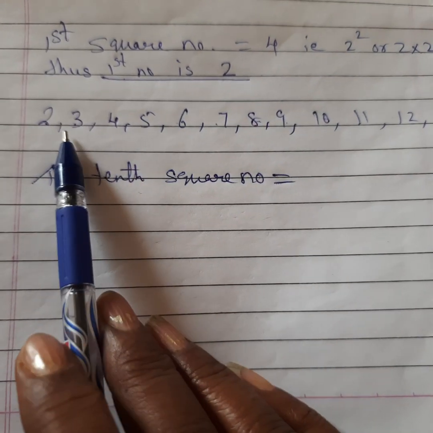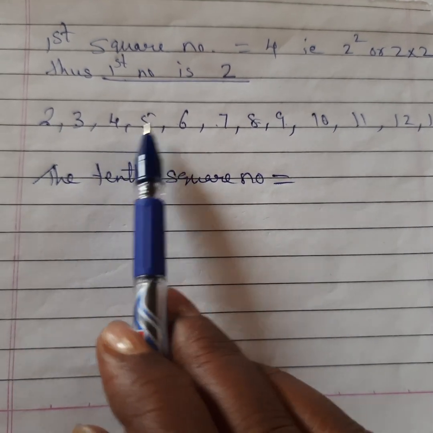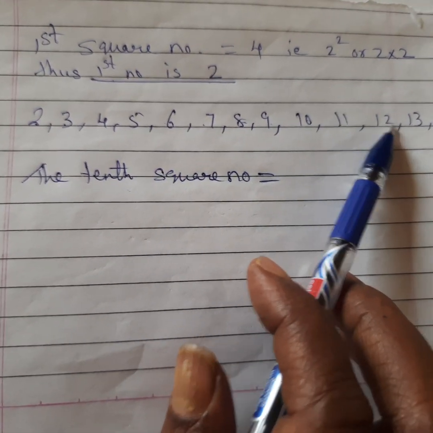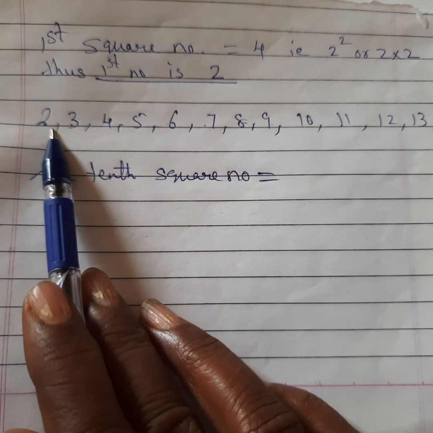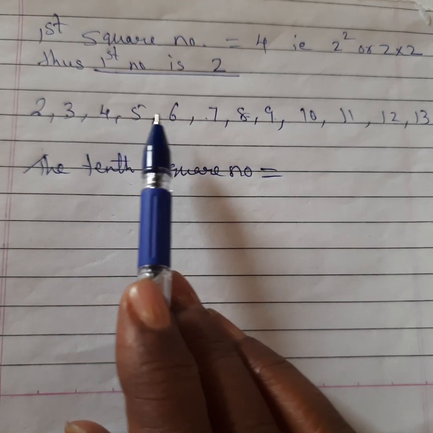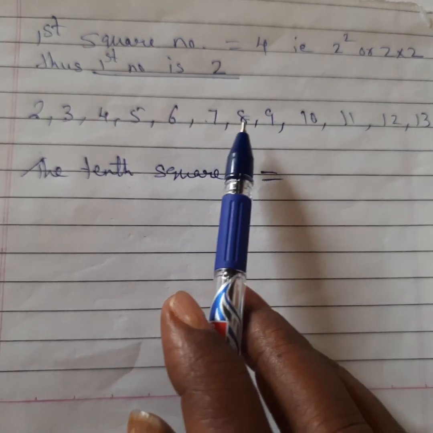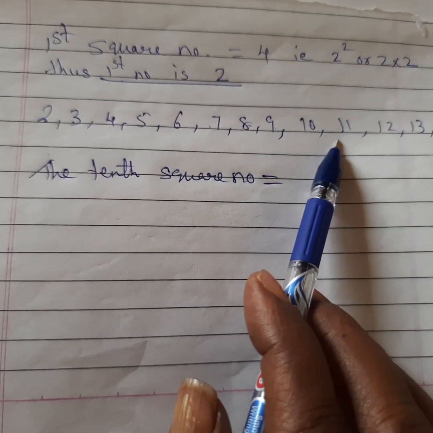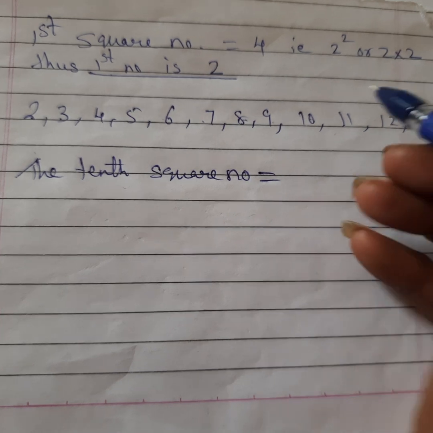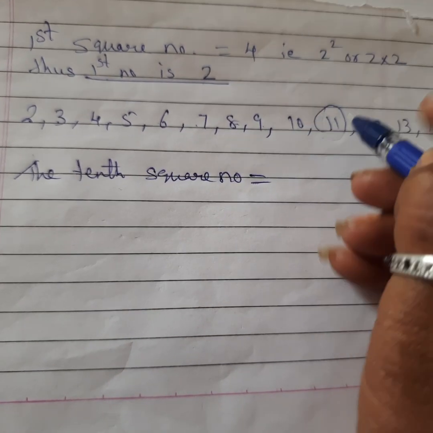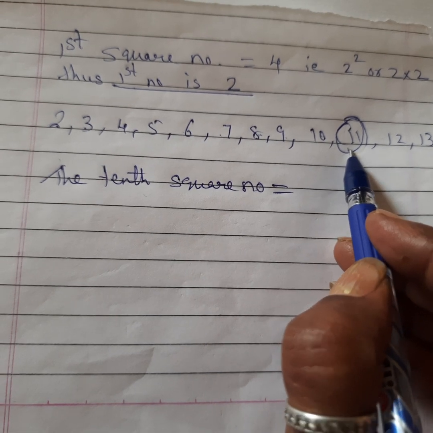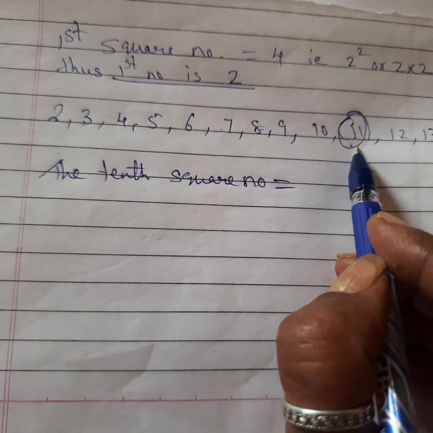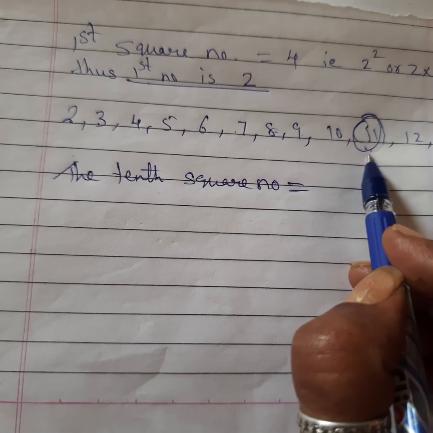So let us write the numbers and keep them: 2, 3, 4, 5, 6, 7, 8, 9, 10, just as many as you want. Now you count the serial number. If 2 is the first number, then 1, 2, 3, 4, 5, 6, 7, 8, 9, 10. Where did I get my 10th number, children? On the 11th serial number. This is the natural number or serial number, you can say. So the 11th natural number is my 10th square number.